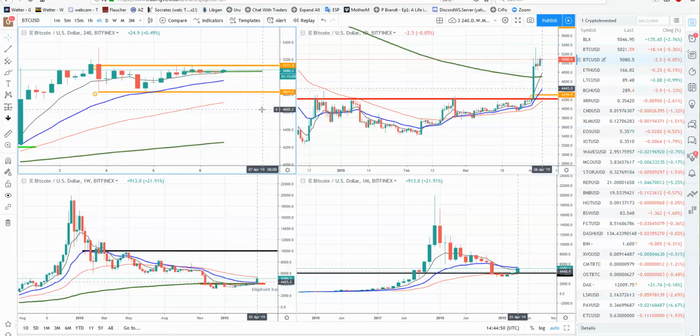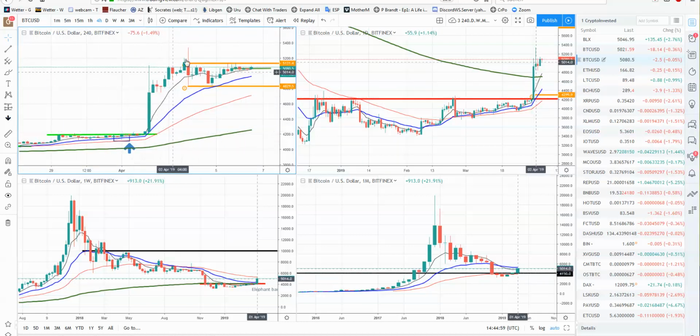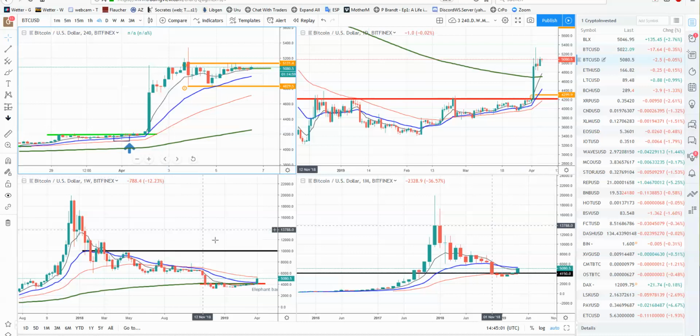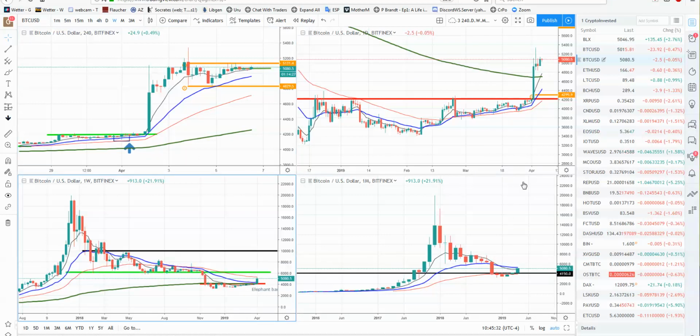on the 8. So that's a pretty strong sign. I'm thinking that this might actually continue this up move, and this might only be the start of a prolonged up move, a move towards the 6,000.